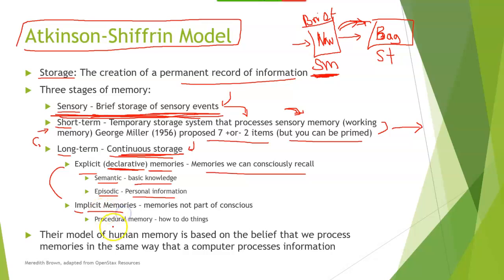Then you have implicit memories. These are procedural memories. This is how to do things. Like, how do you make a peanut butter jelly sandwich? You don't have to go through all the lists just to make a peanut butter jelly sandwich. You got that. It's implicit. In fact, it's primed. Okay, how to make a peanut butter jelly sandwich is primed. Your multiplication tables.